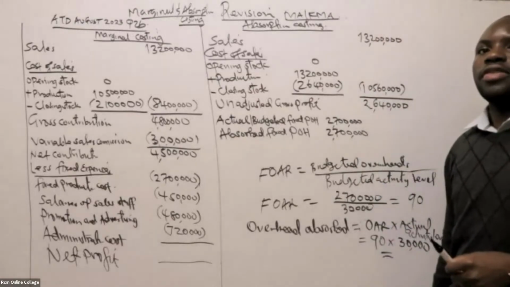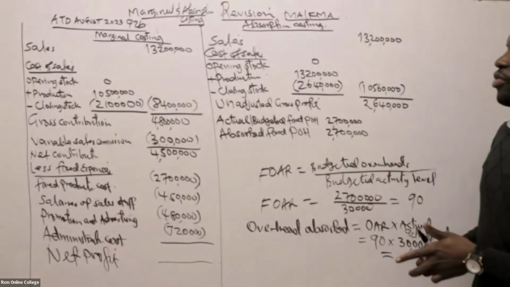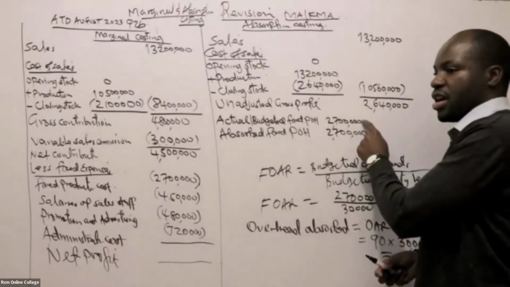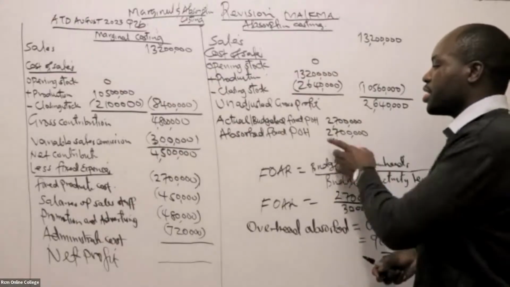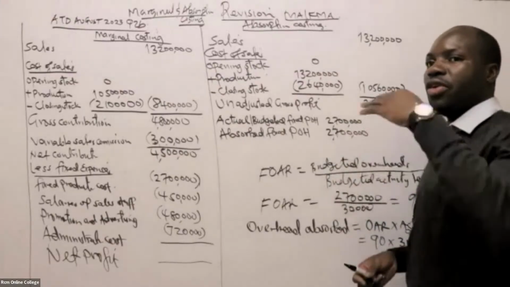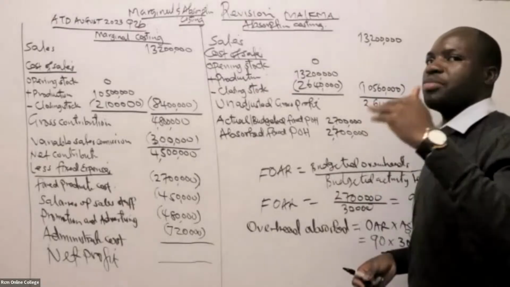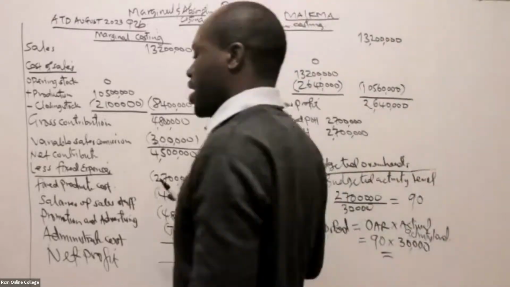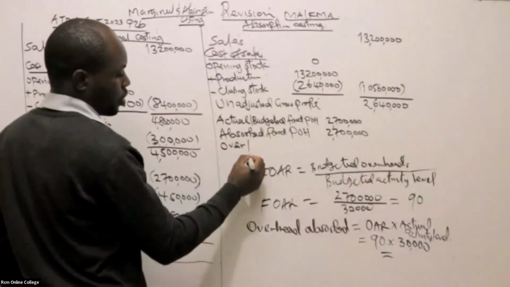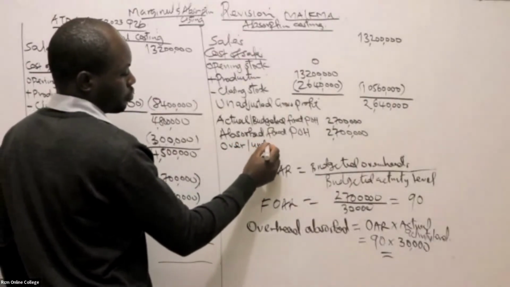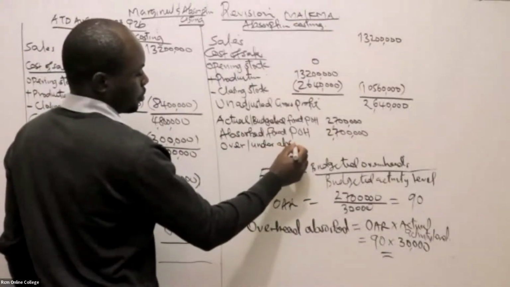The last part of topic number 4. The real expense is 2,700,000. What was absorbed into the production process is the same as the real expense. We don't have over or under absorption. So we now come here and talk about over stroke under absorption.